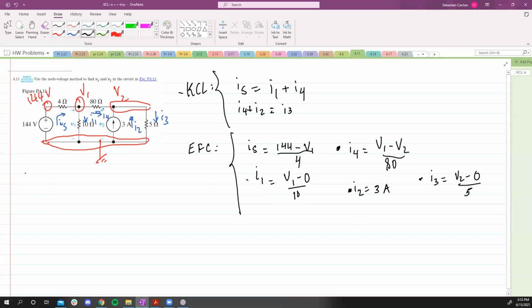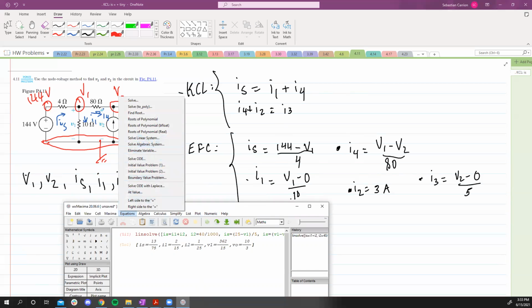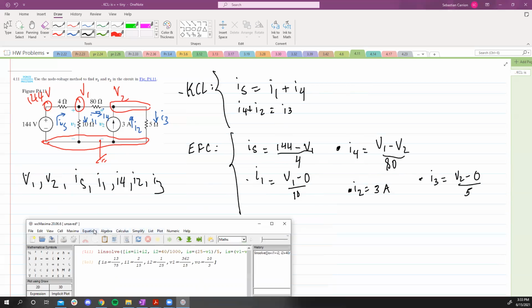So our missing variables would be V1, V2, IS, I1, I4, I2, and I3. 1, 2, 3, 4, 5, 6, 7. Okay, then we can go ahead and plug this into Maxima. Yeah, let's do that.